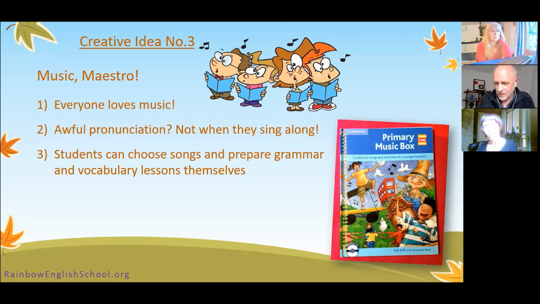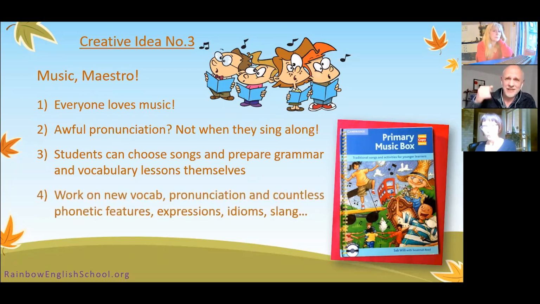This is a picture of the book that I wrote for Cambridge called Primary Music Box. There were 36 traditional English songs, and I had to think of 36 ways of exploiting them. And Cambridge are pretty, it's not a walk in the park. It's pretty heavy stuff. I mean, good, heavy stuff.